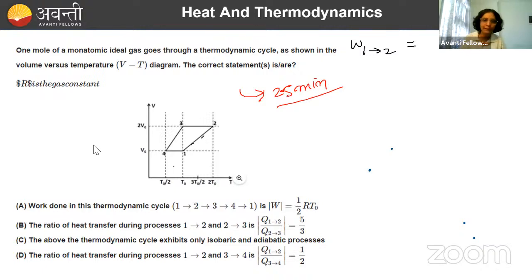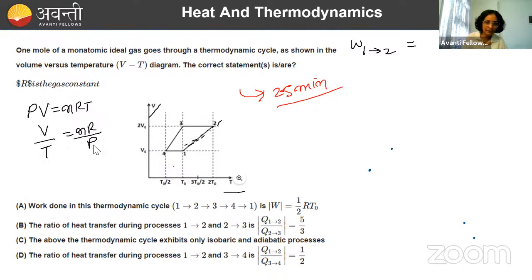So first try to see what kind of process this is: isochoric, isobaric, isothermal, whatever. Here you see this is a VT curve. To check from the graph which process it is, just write the ideal gas equation, PV equal to nRT. This graph is between volume and temperature. So volume by temperature is equal to nR by P, and that is the slope.